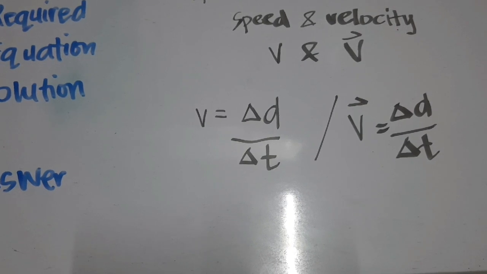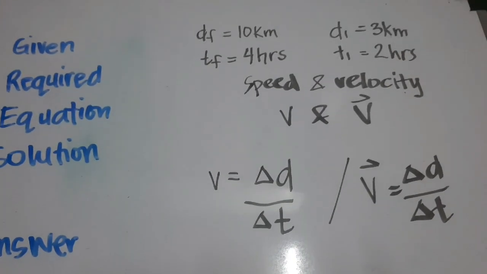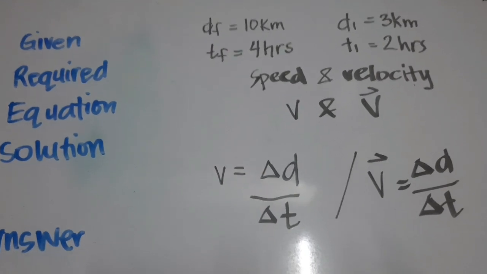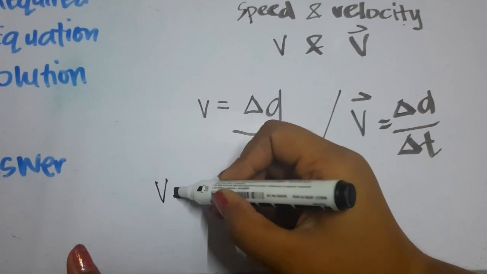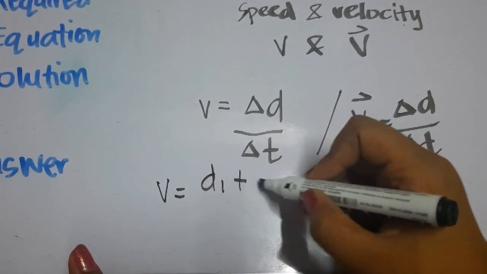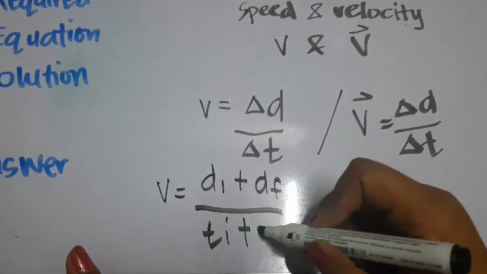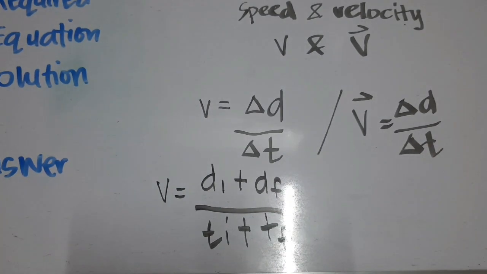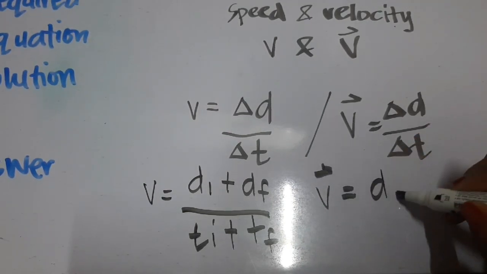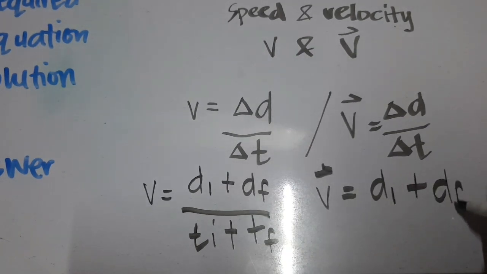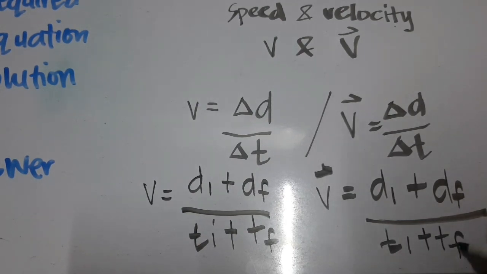We can expand our formula because it is given as delta D and delta T, and our values here are final and initial. So in expanding this formula, we can have V is equal to initial distance plus the final distance divided by the initial time plus the final time. Same with the velocity: velocity is equal to initial distance plus the final distance divided by the initial time plus the final time.